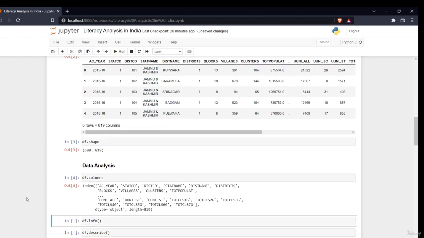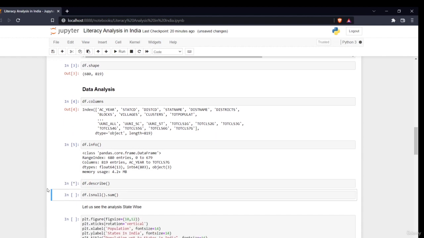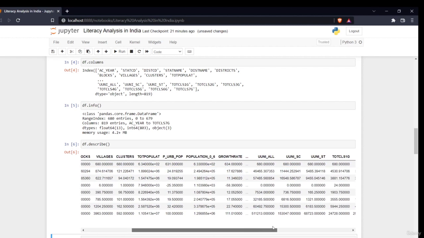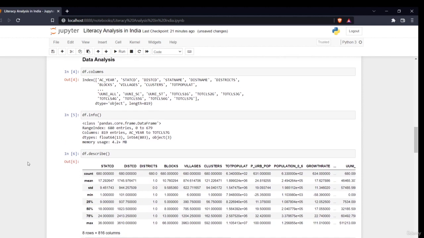So let us see the different columns. Obviously it will not show us all, but I have certain columns which are important. I'll show you. Then we'll see the info of the data set, or we just see the describe. As you'll see, the district count is 680, total villages and all of these different things. And the very important thing is the total population. You'll see that the mean is a very high value. It is not showing clearly here, but when we see it in graph form, you'll understand.